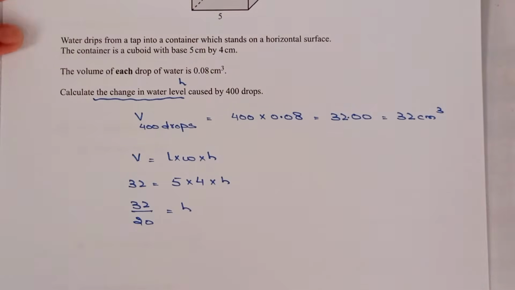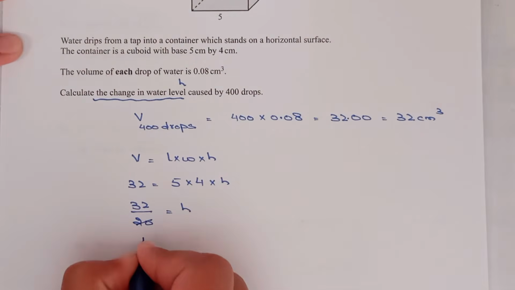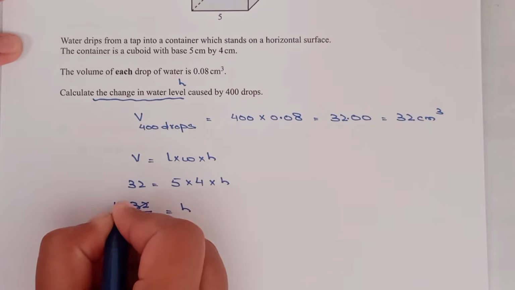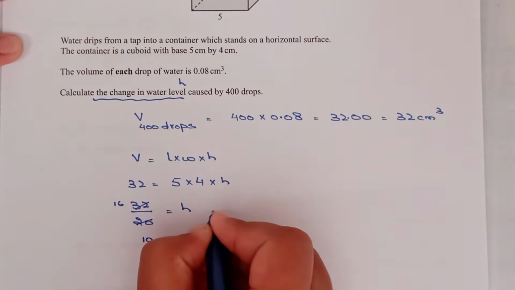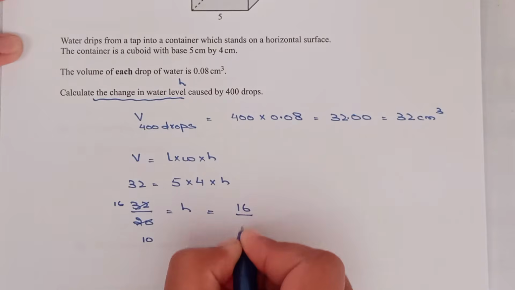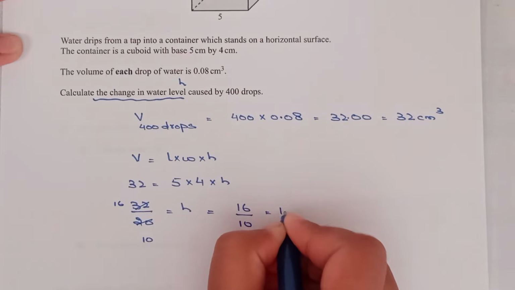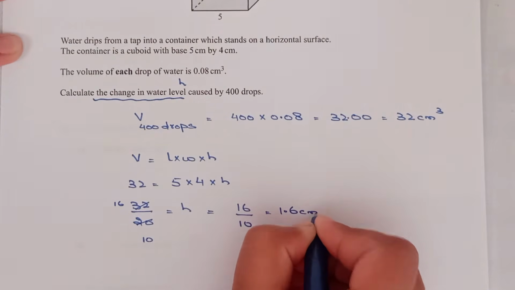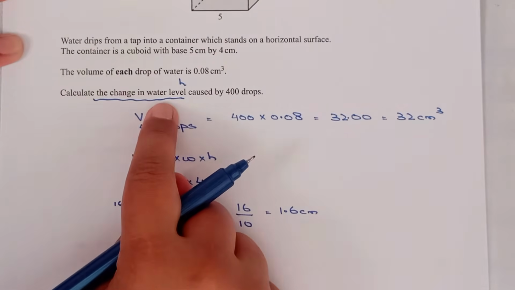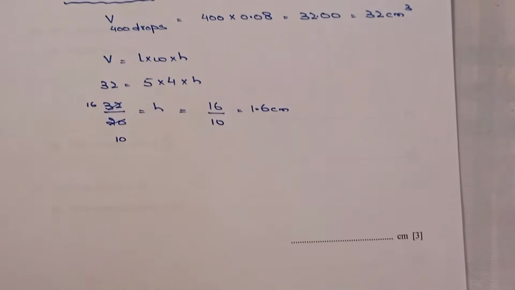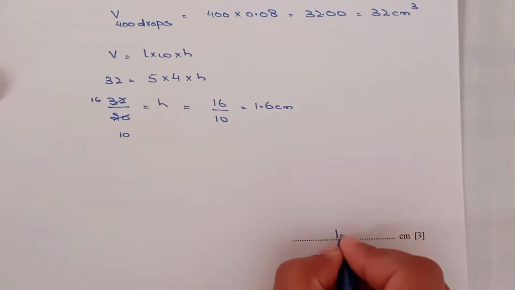Okay, so let me simplify it further. 2 times 10 is 20, 2 times 1 is 2, 2 times 6 would be 12, and the height would be equal to 16 out of 10. So this would be equal to 1.6 centimeters. So we can say that the change in water level is 1.6 centimeters.